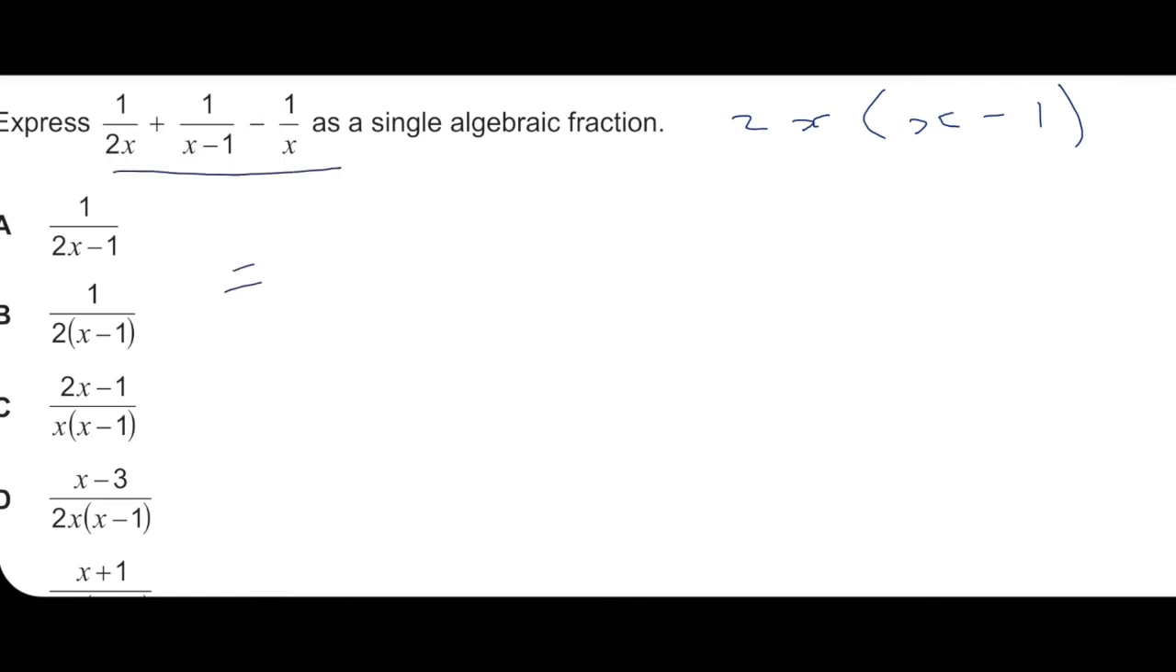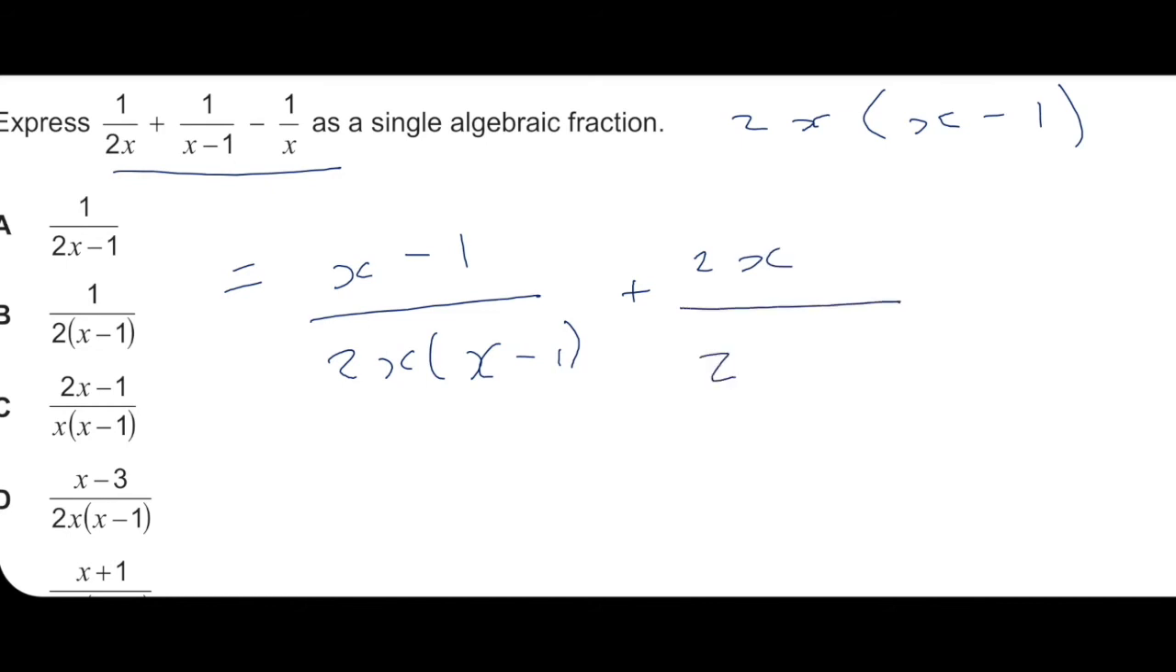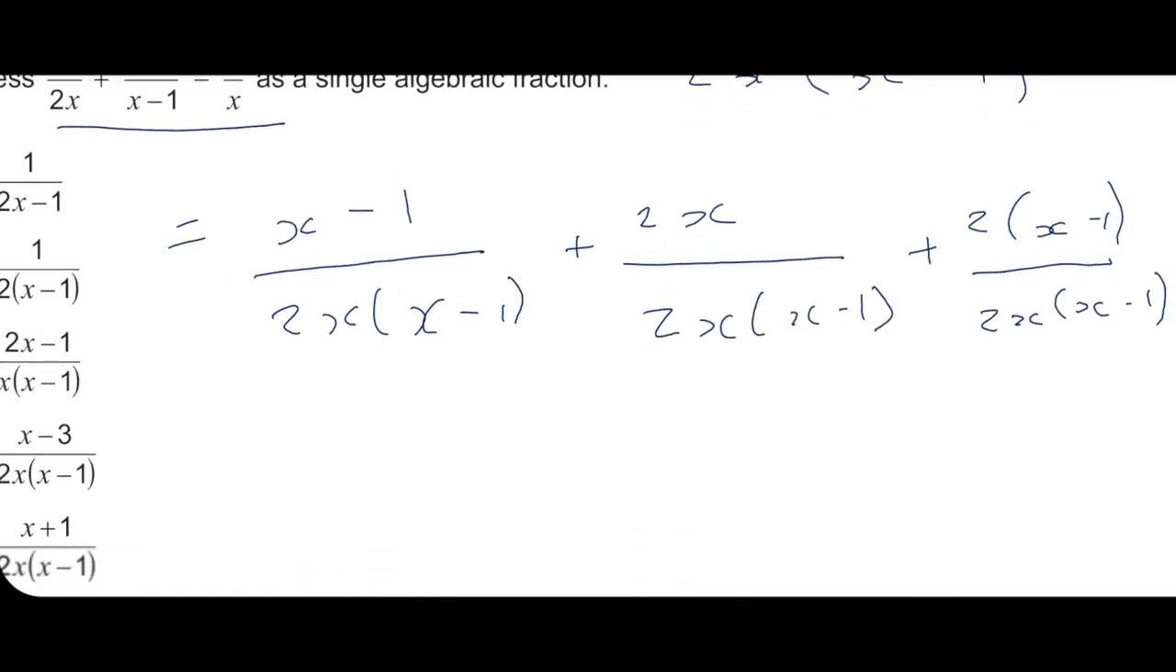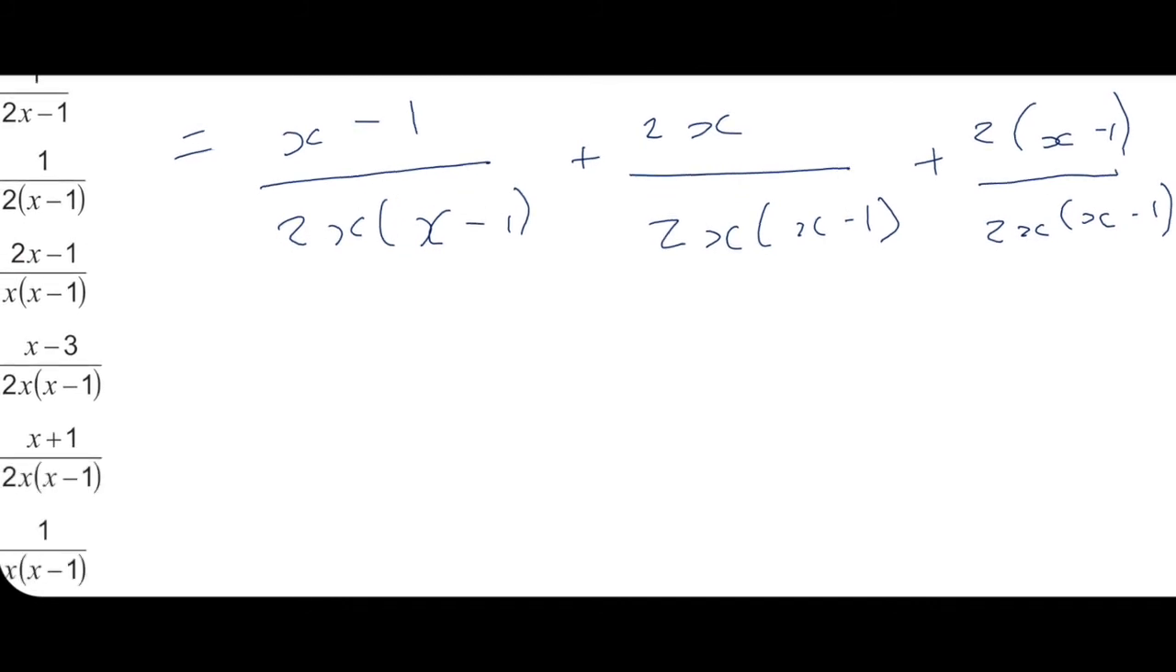So this is equal to x minus 1 over 2x, x minus 1, plus 2x over 2x, x minus 1, plus 2x minus 1 over 2x, x minus 1. So, step number 1 is done.